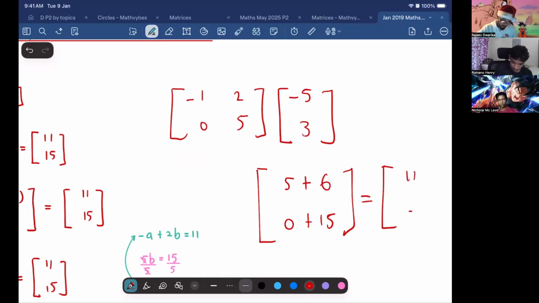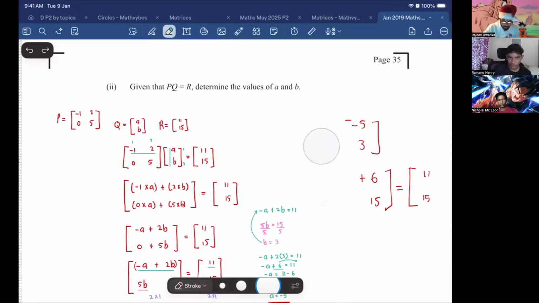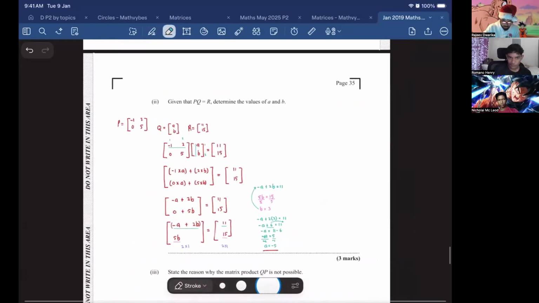11. 0 plus 15 is 15. Are we correct? Yes, sir. Great. 3 marks.